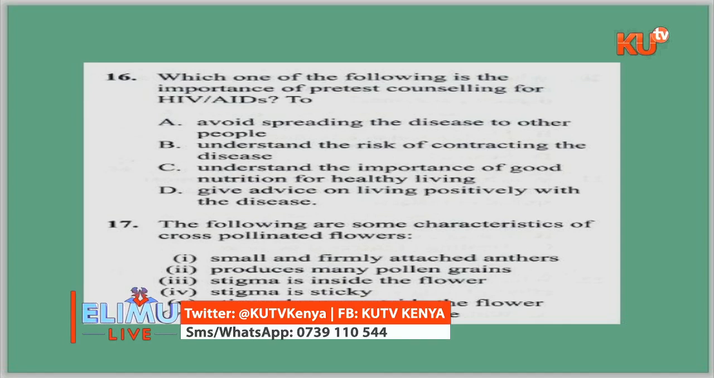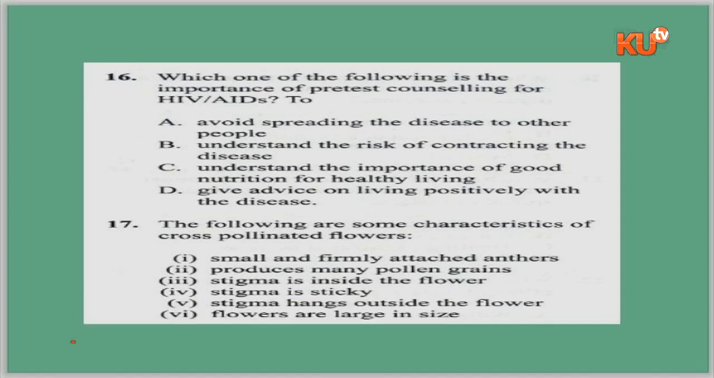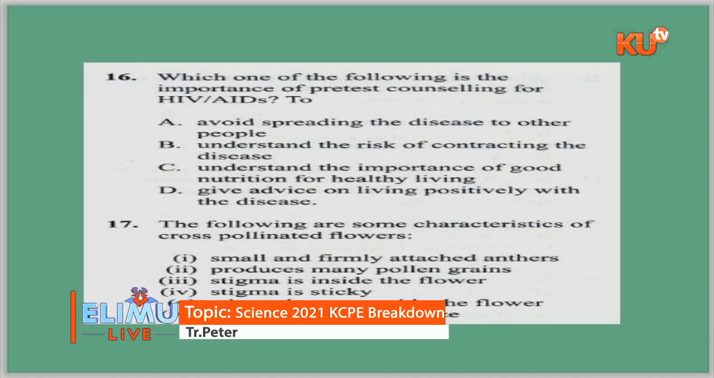C, understand the importance of good nutrition for healthy living. This one is for post-test because now you have been told the results. If it is positive, you are now going to be told how to take care of your health. Then D, to give advice on living positively. Here also it is done post-test so that you are told how you are going to live positively.